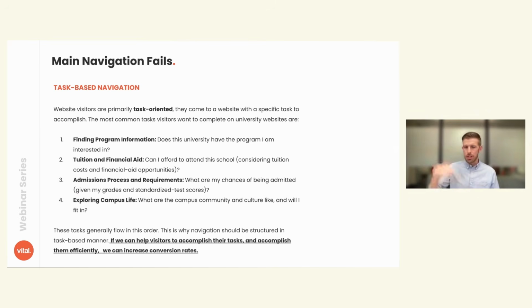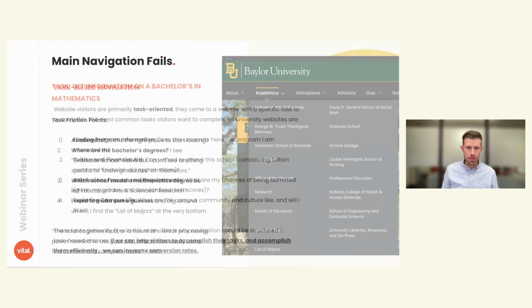So they generally actually flow in that order, right? They don't care about number two until they find number one. They don't care about number three until they know number two, that sort of thing. So these are the tasks folks are trying to solve when they're on a university website. And main navigation on a lot of higher ed websites end up failing users who are trying to perform these tasks. And let's do an example.